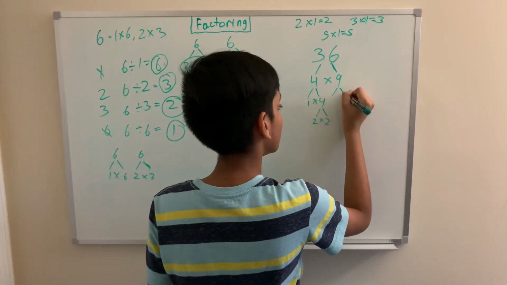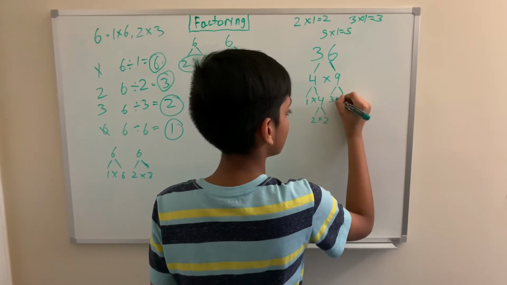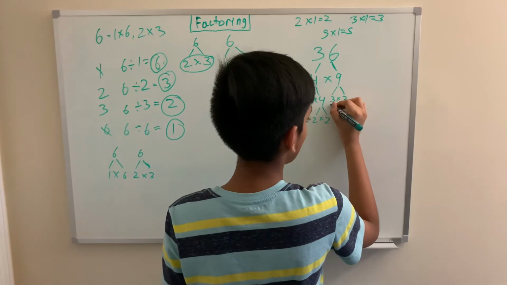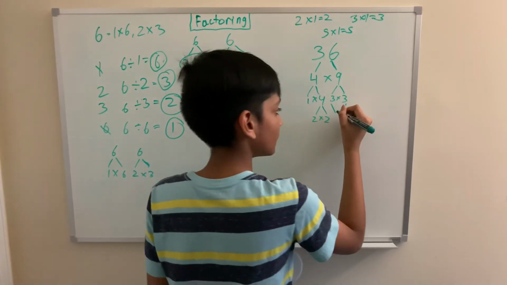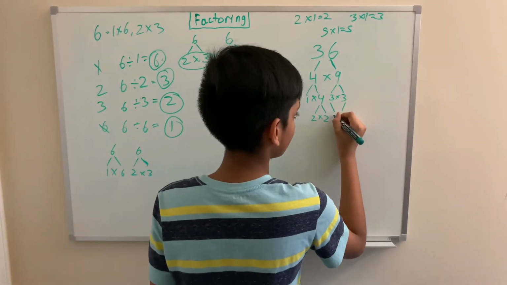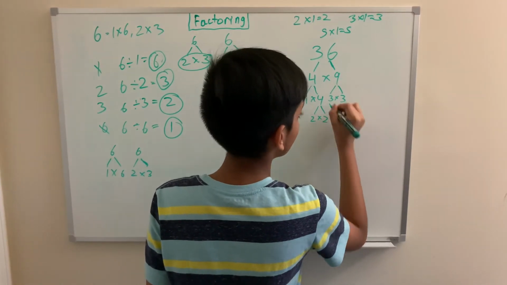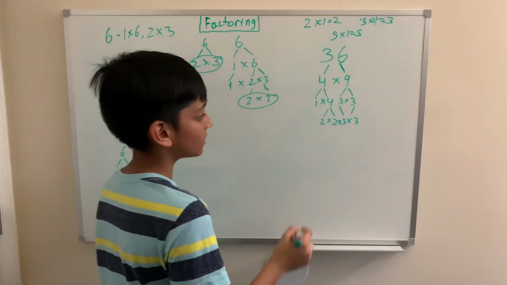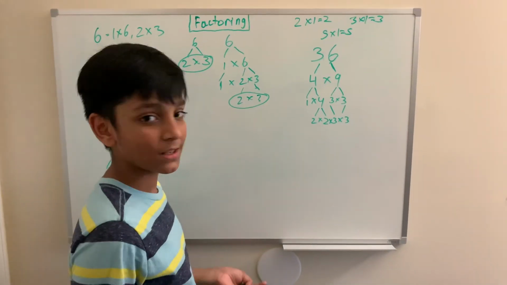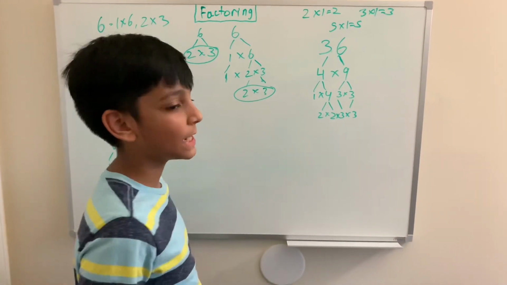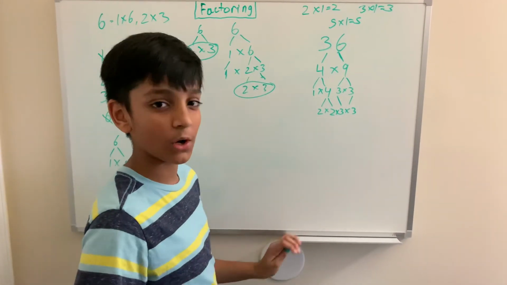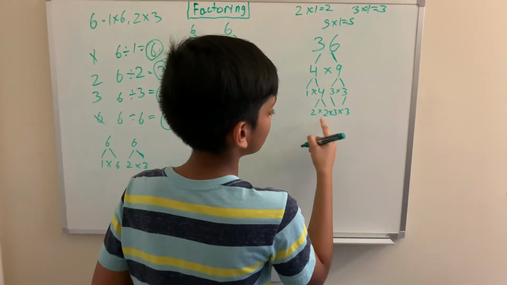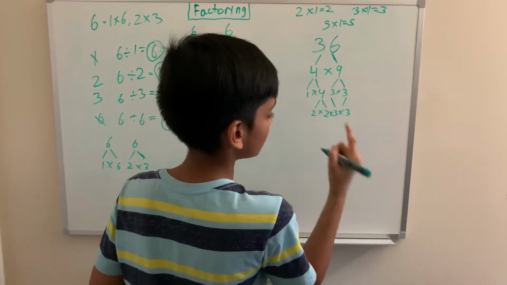So 9 can become 3 times 3. There. So we can just bring down those 3 times 3, and then that big multiplication sign, you come right here. We can leave that one there because 1, if you multiply it into anything, will always just be the same number. So we don't need to use the 1. And here we have our expression, 2 times 2 times 3 times 3.